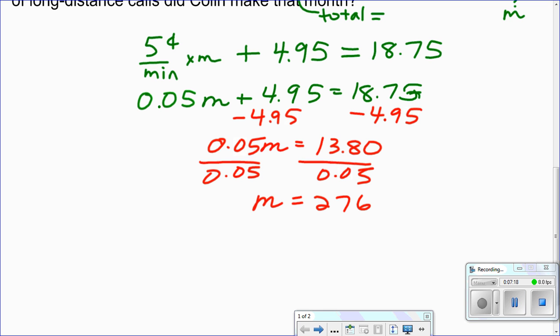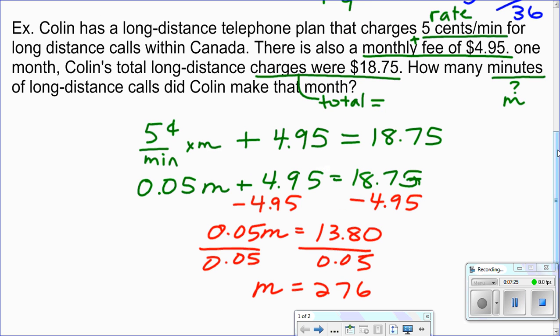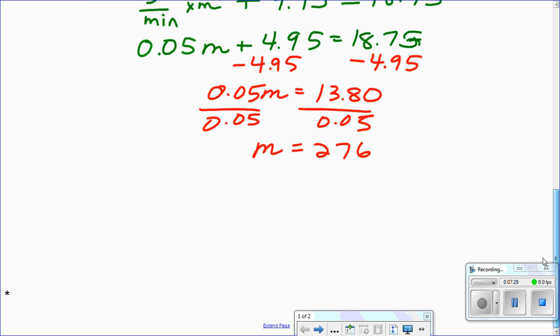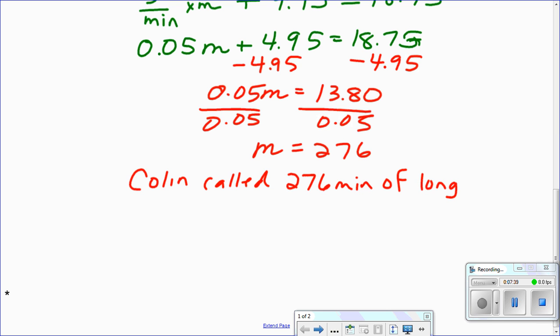So just because we've got an answer doesn't mean we've actually answered anything. If we go back to the end of the question, it says, how many minutes can he call? Or did he call? Well, he called 276 minutes of long distance. If it asks you with a sentence, you should answer it with a sentence.